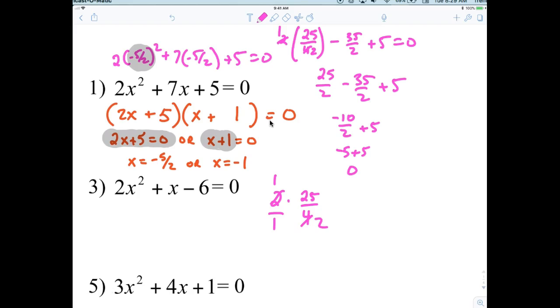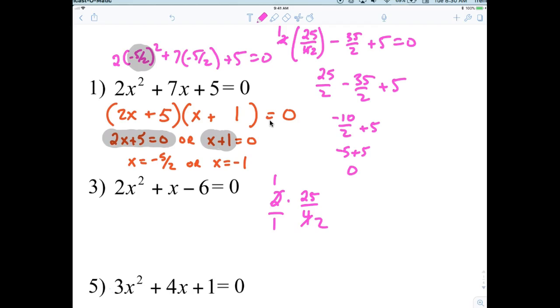Could you plug in the negative 1 too? Yes. If you plug in negative 1, guess what? You get 0. Do you want me to do it, or did you do it? No, I didn't do it. The nice thing right now is that you can plug it into your calculator and see that it's 0.